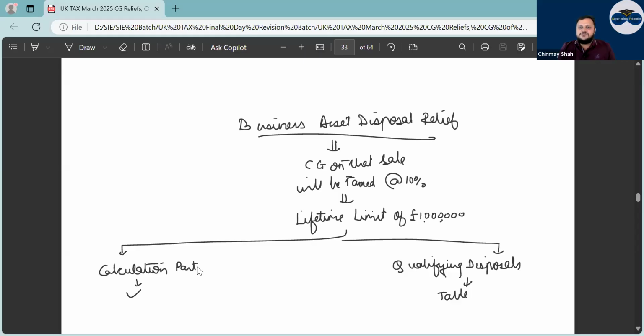That will reduce your CG. It will tax your CG at a lower rate. Even if you have a normal asset in BADR, the 18% rate will not apply, the 20% rate will not apply, only the 10% rate will apply. There is a lifetime limit of 1 million on which you can use Business Asset Disposal Relief.